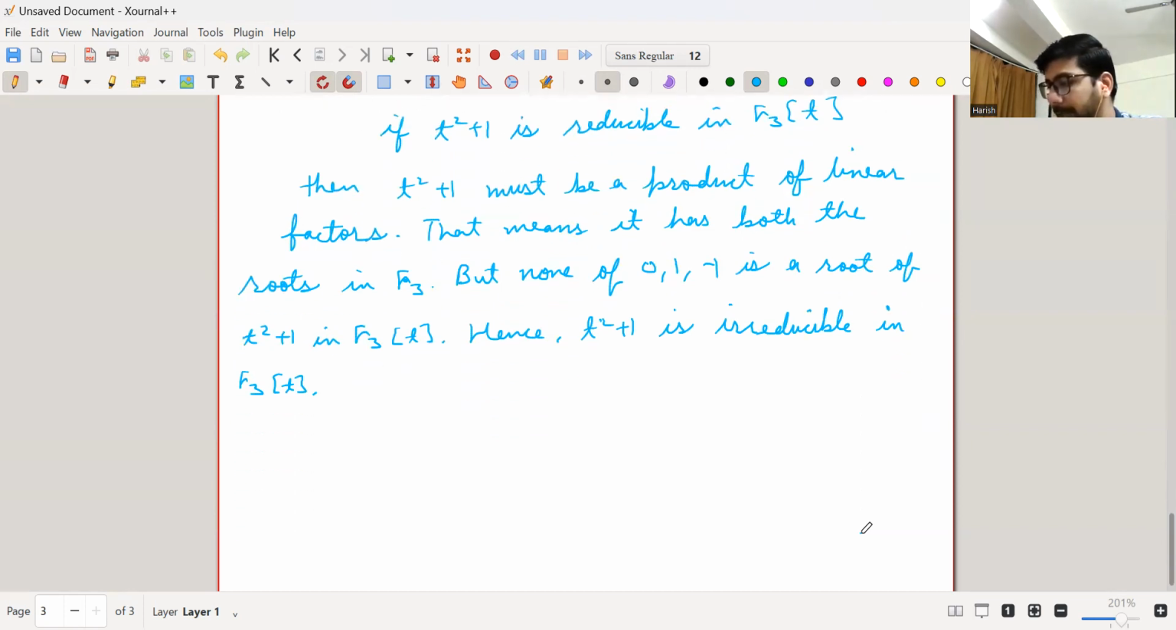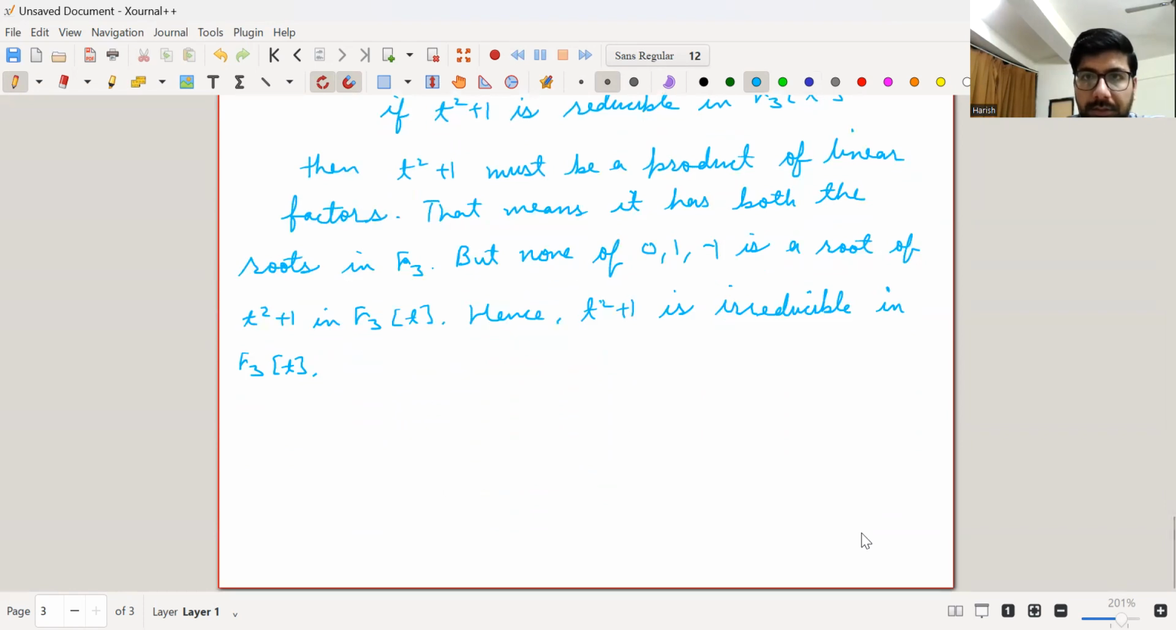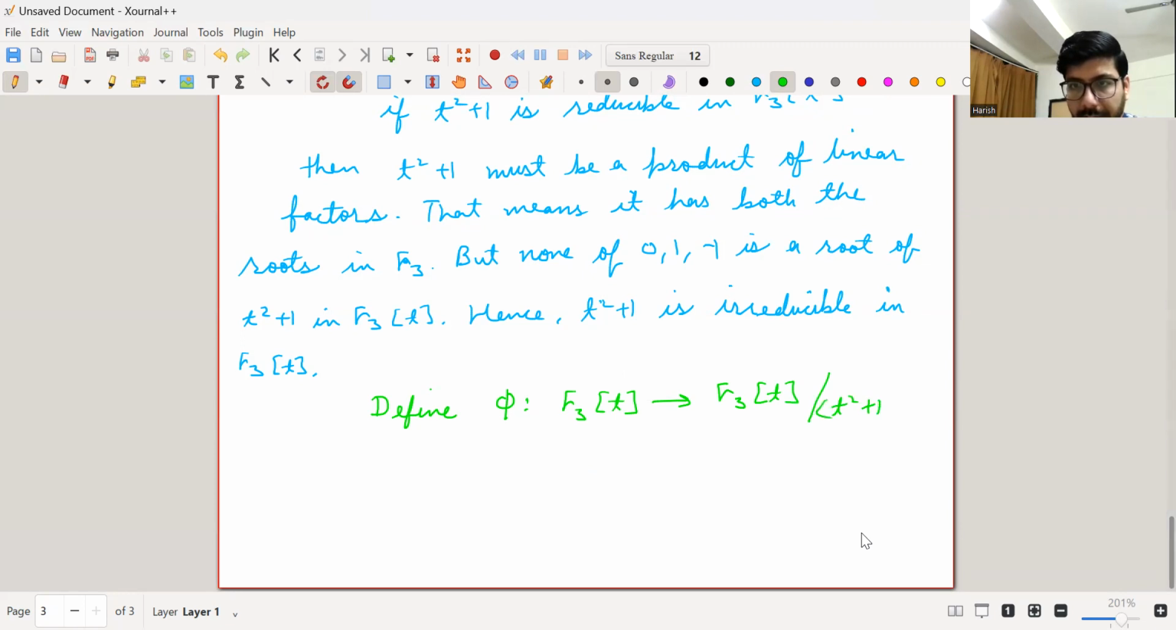So what we will do is the same thing that we discussed earlier: define the map phi from F3[t] to F3[t] modulo t square plus 1, the ideal generated by t square plus 1. So this is an irreducible polynomial, right? That we all know now.